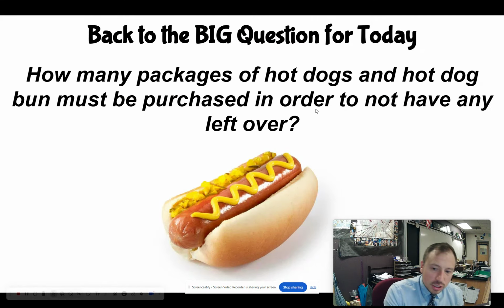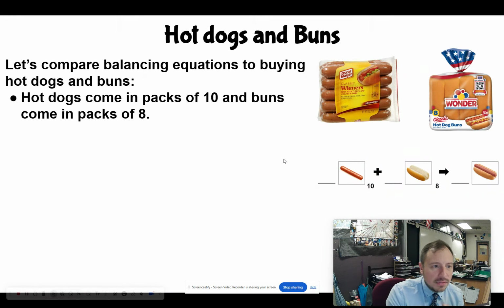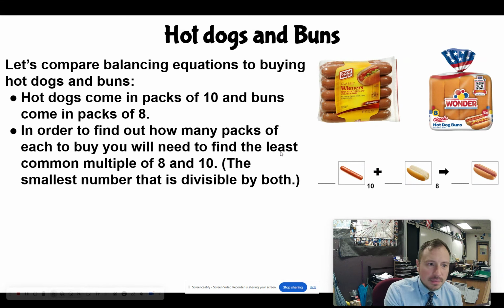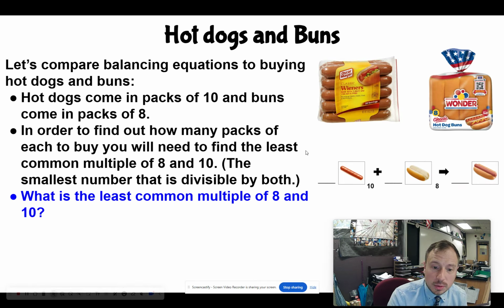Now, before we start to balance chemical equations, right, let's just go over an example, just a quick analogy here. How many packages of hot dogs and hot dog buns must be purchased in order to not have any left over, right? So if you're looking at this, hot dogs come in packs of 10, buns come in packs of 8. So in order to find out how many packs of each to buy, you will need to find the least common multiple of 8 and 10, the smallest number that is divisible by both.